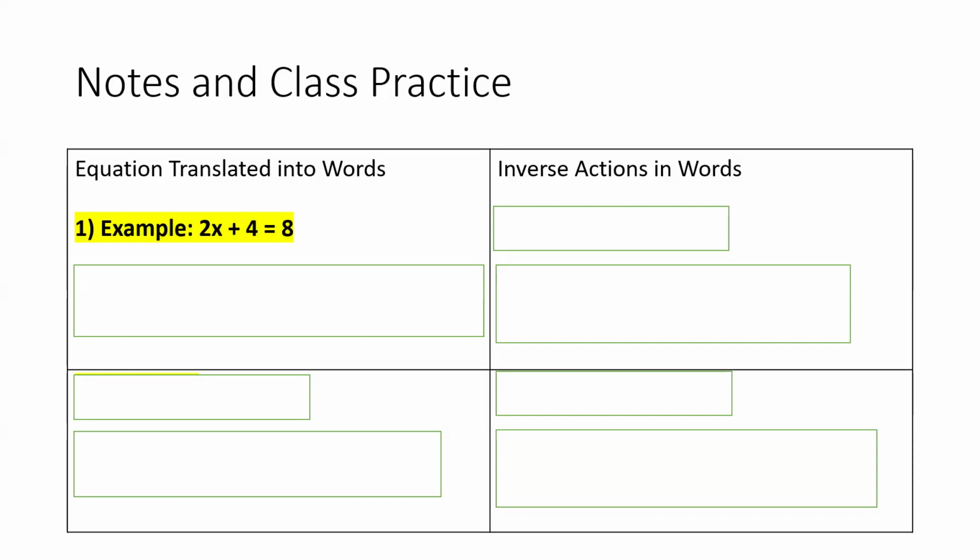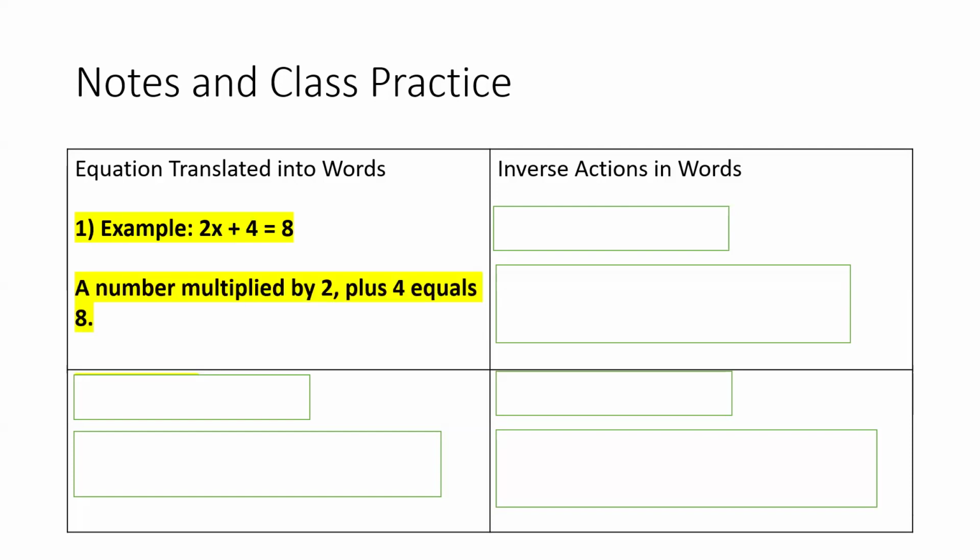Okay, when we write this, we're now going to write how it would be said in a math sentence. So in a math sentence, this would look like this. A number multiplied by 2 plus 4 equals 8. Does that make sense? So this is a mathematical sentence of that situation.